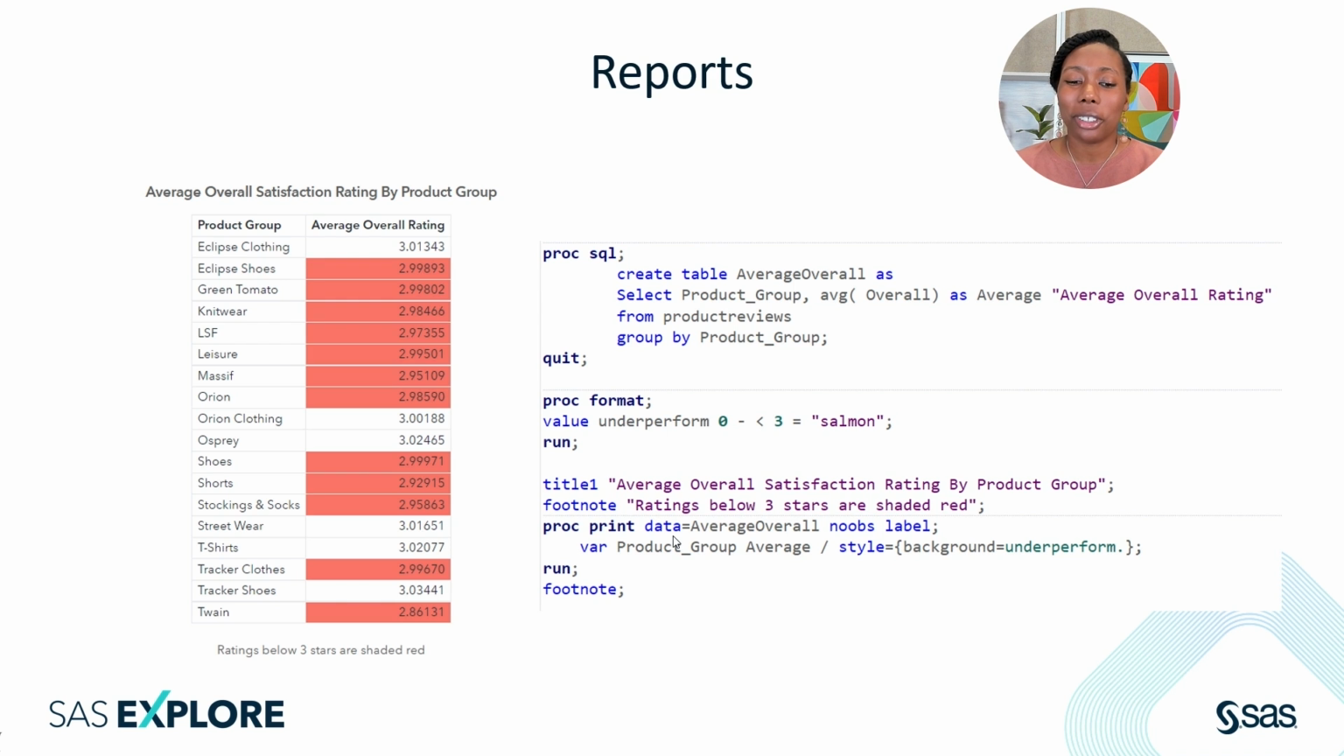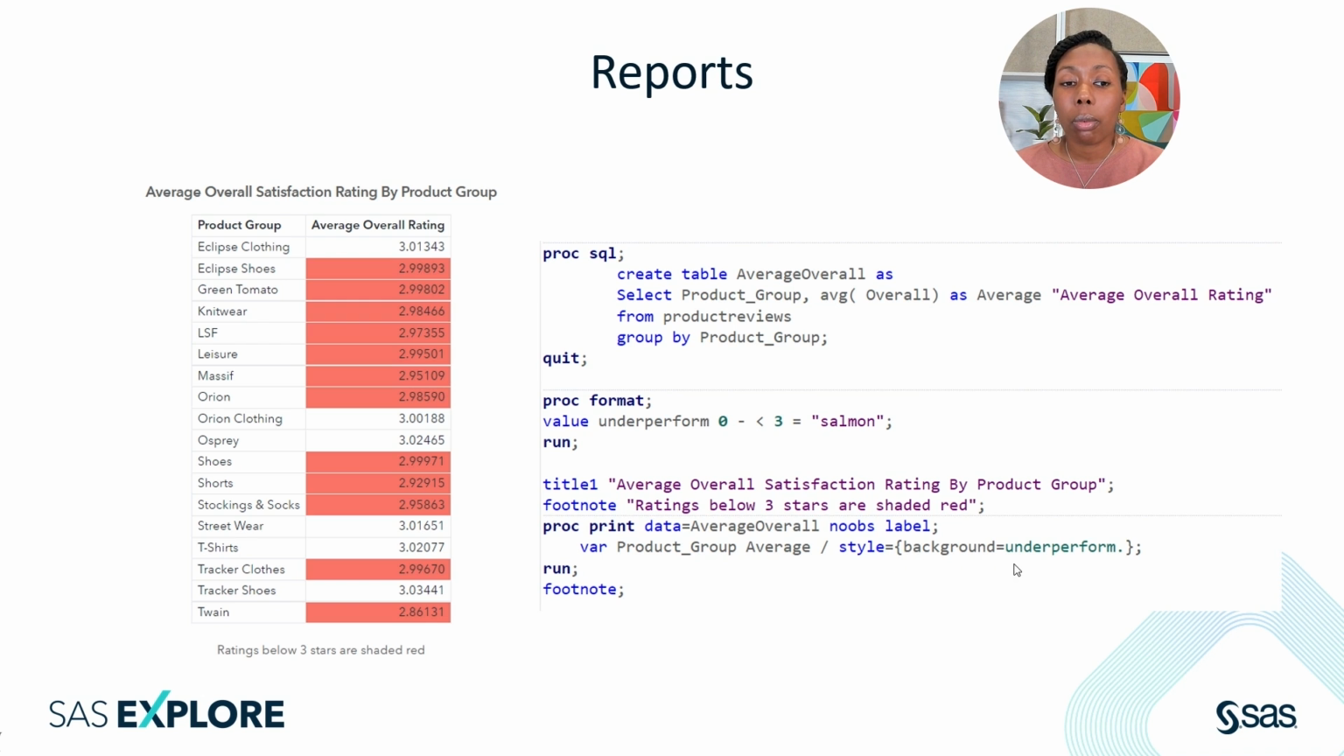And for this one, I will start from the bottom and work my way up the code. Overall, the way that this report is created is through a proc print step, where we'll have proc print, data equals, the table that gets created above that I'll mention soon. We don't want to have the obs column, so we have that noobs. And we also want to include labels in the report. For the columns that are used, we'll have product_group and then the average column.